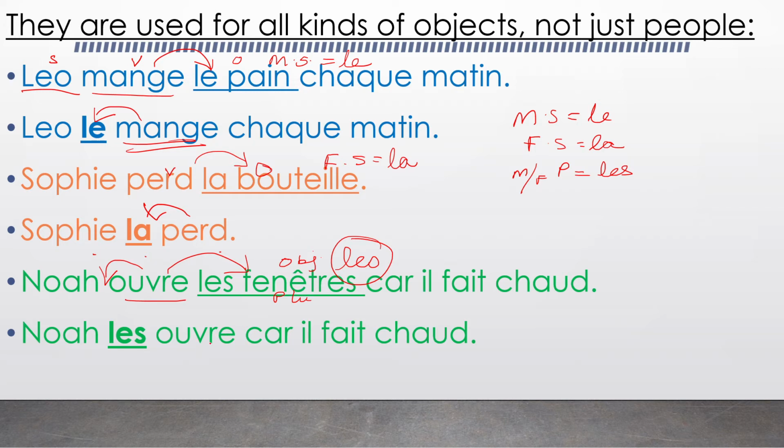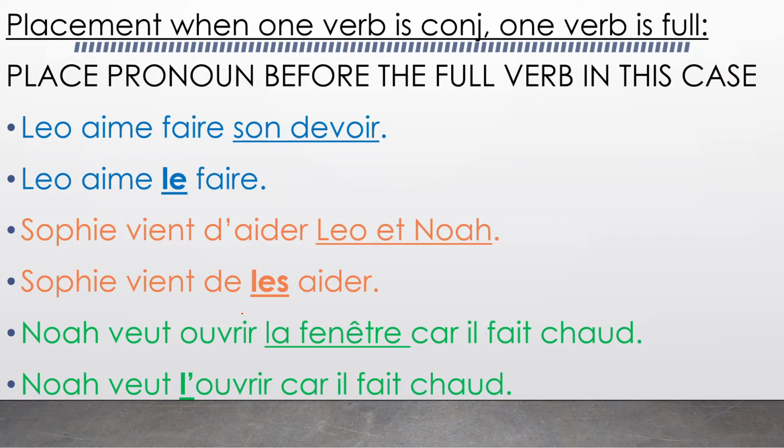Please don't make the mistake of rewriting what you are replacing in the answer. You are replacing it, you are not rewriting it. Replacing means you don't rewrite it in your answer once you have used the pronoun. Now, you have learned the placement rule when you have just a single verb in the sentence.